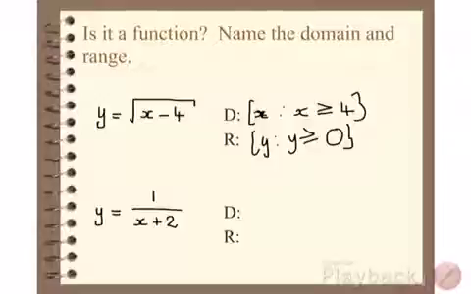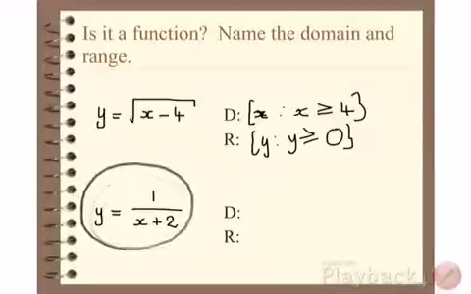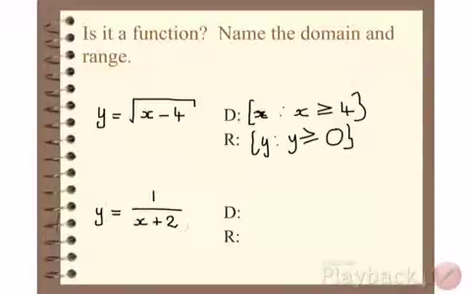So for the next one then, I'm looking at y is equal to 1 over x plus 2. So again, this is a rectangular hyperbola. So it is a function, but it's going to discontinue at some point. Because we've got a rectangular hyperbola, we have to allow for the asymptotes.